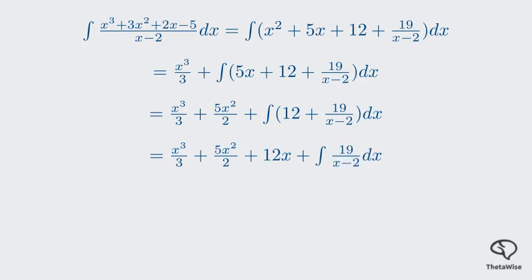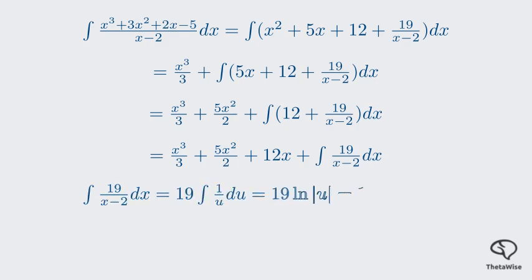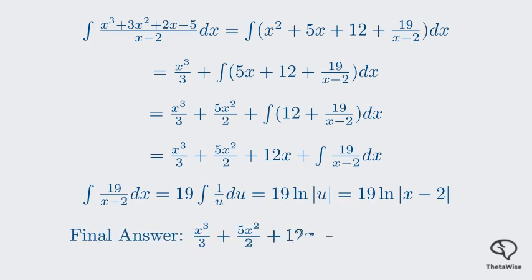For the last term, 19 over x minus 2, we can use u substitution with u equals x minus 2 and du equals dx. The integral of 19 over x minus 2 is 19 times the natural log of the absolute value of x minus 2. Combining all our terms gives the final answer. Our final answer is x cubed over 3 plus 5x squared over 2 plus 12x plus 19 times the natural log of the absolute value of x minus 2 plus c.